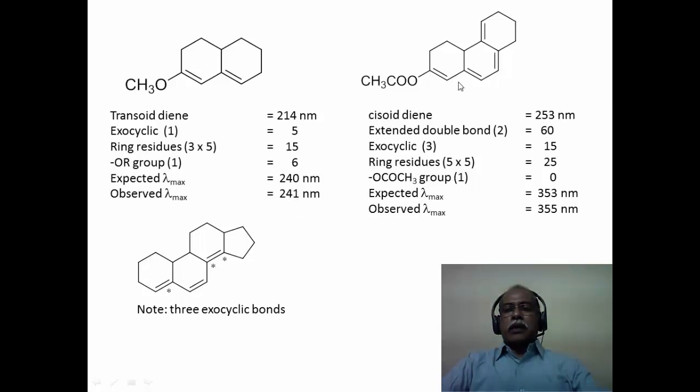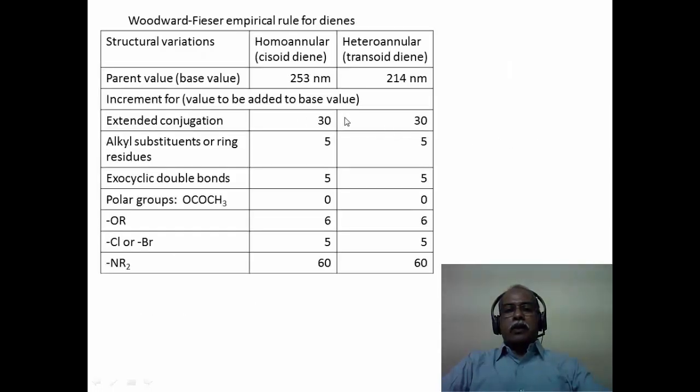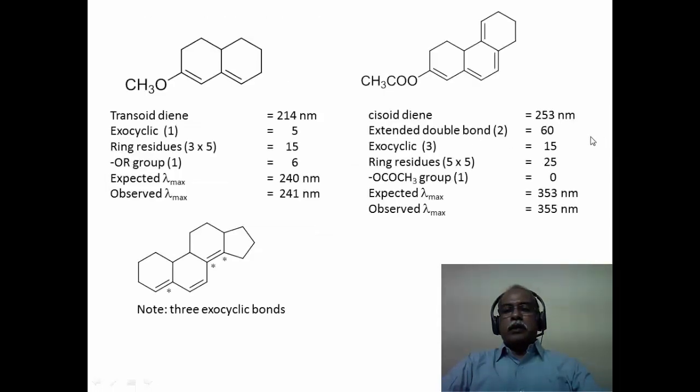If you take this cisoid diene, between a transoid diene and a cisoid diene, the cisoid has a higher base value. So you take the base value of the cisoid diene, then add extra conjugation. This is an additional conjugation. This is also an additional conjugation. Each extended conjugation corresponds to a 30 nanometer increment. So 2 extra conjugations will correspond to 60 nanometers.